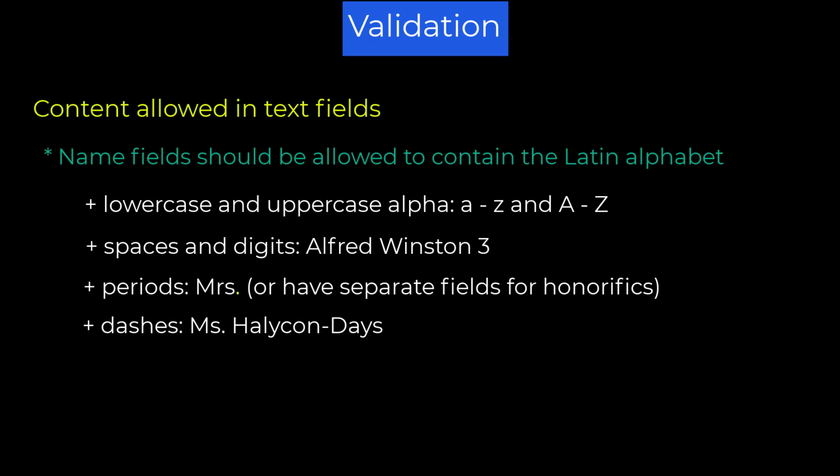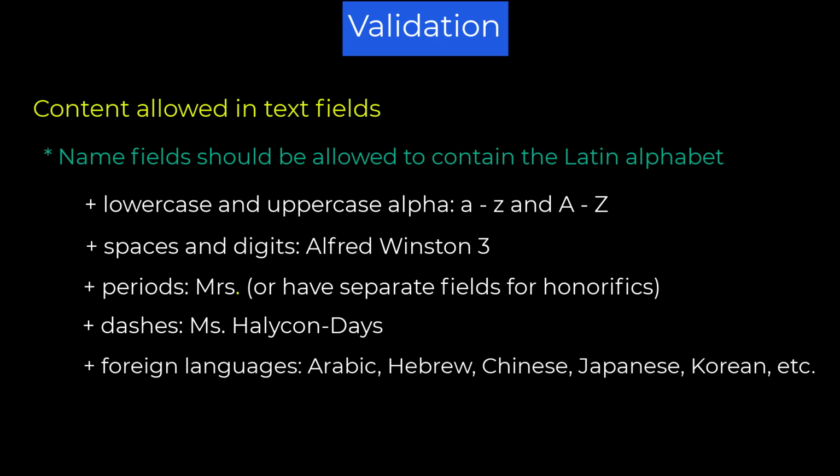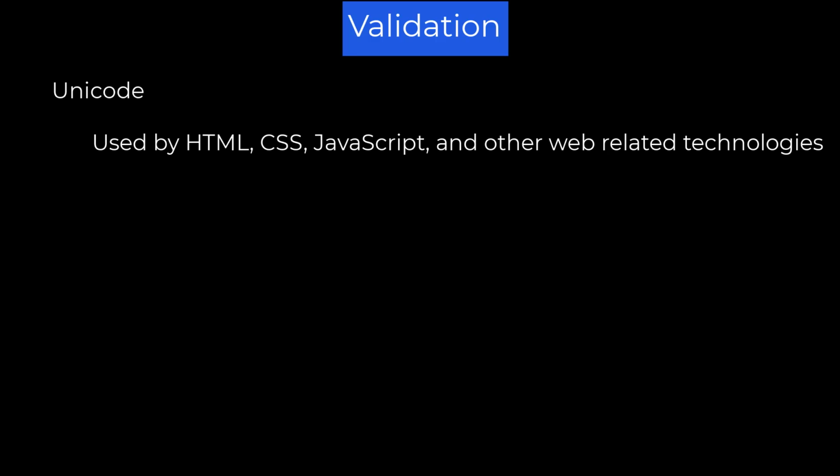Dashes, for example, Ms. Halicon-days. For true international applications, you also want to allow characters from other languages, such as Arabic, Hebrew, Chinese, Japanese, Korean, and so on. The key here ties into the standard called Unicode. We've mentioned this in passing several times, but we'll go over the basics here. Unicode is the encoding scheme for HTML, CSS, JavaScript, and other web-related technologies.